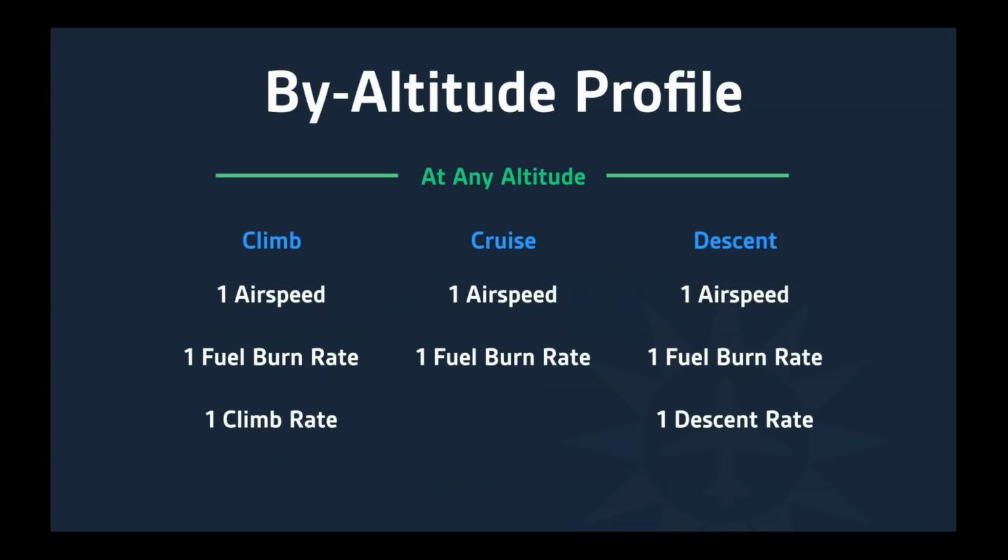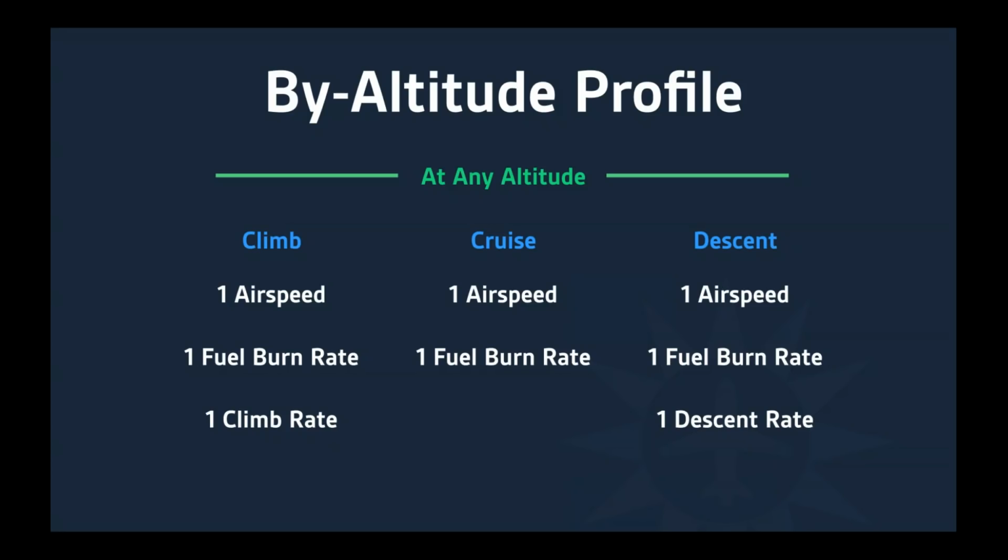What the By Altitude Profile does is it's exactly the same as the basic profile in that it allows you to define climb, cruise, and descent characteristics for your aircraft. But crucially, it allows you to define those for any altitude. So you can set up your aircraft's performance at 3,000, 6,000, 9,000, as high as you want.